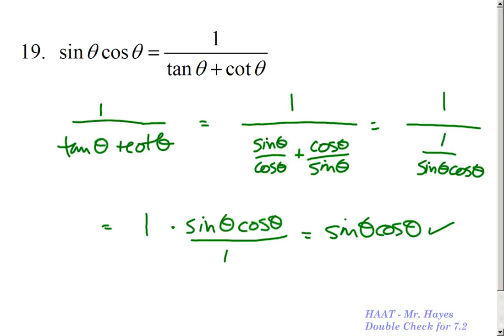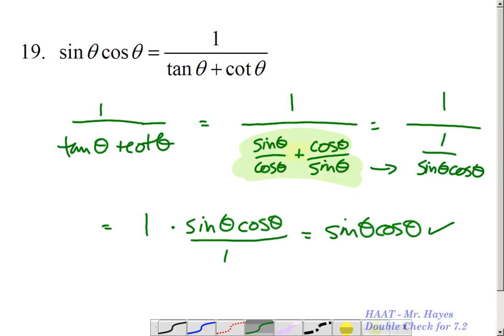So again, this step right here, going into here, we did this in an earlier problem. I know we did it on some example problems. You're just finding a common denominator there. And that will eventually turn into 1 over sine cosine.